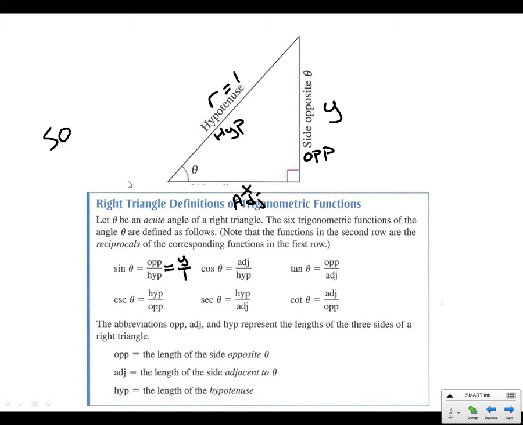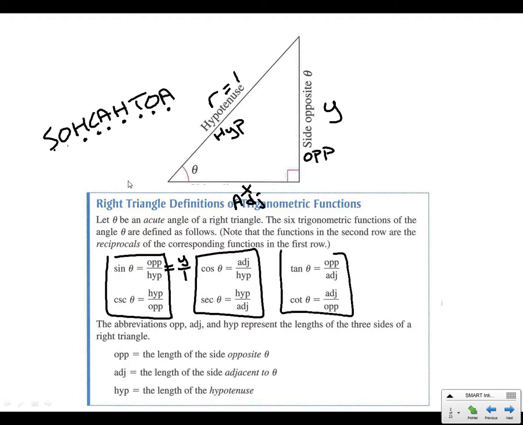And there is a nice way to remember sine, cosine, and tangent, and that is the mnemonic SOHCAHTOA. Sine is the opposite over hypotenuse. Cosine is adjacent divided by hypotenuse. Tangent is opposite over adjacent. And then cosecant is the reciprocal of sine. Secant is the reciprocal of cosine. Cotangent is the reciprocal of tangent.